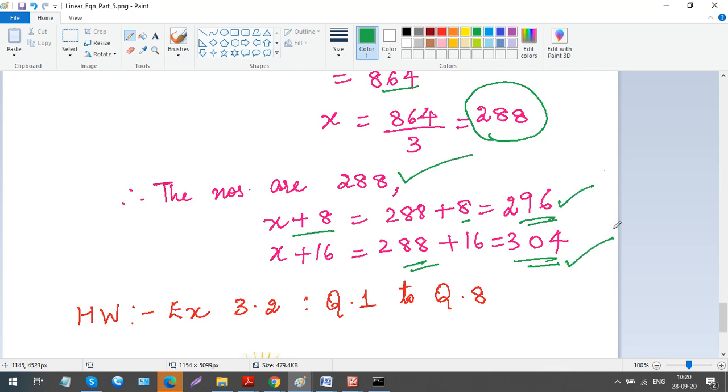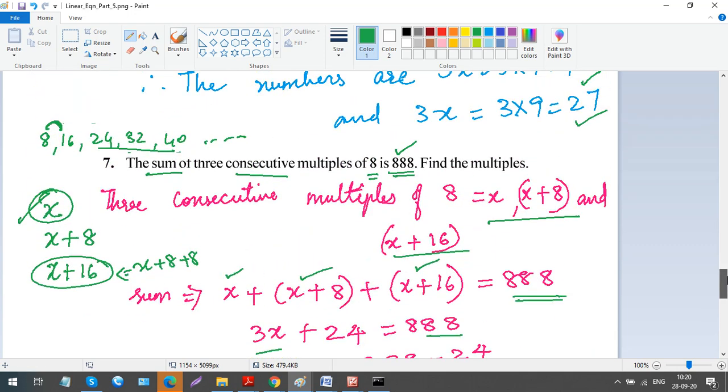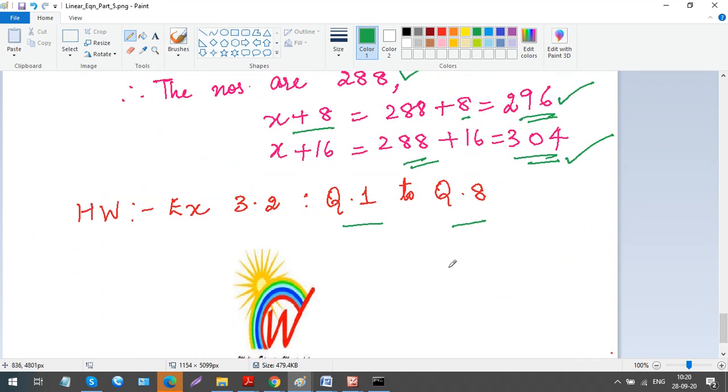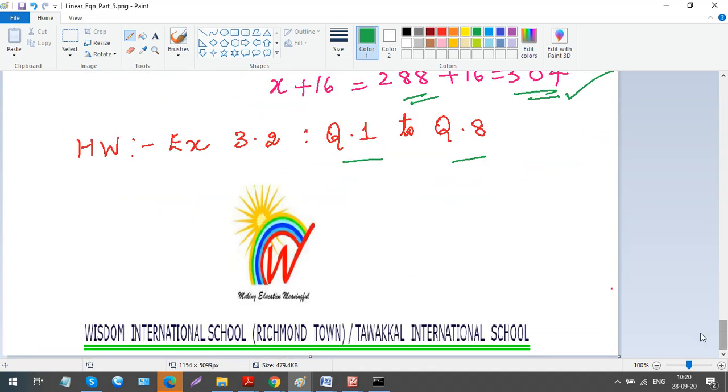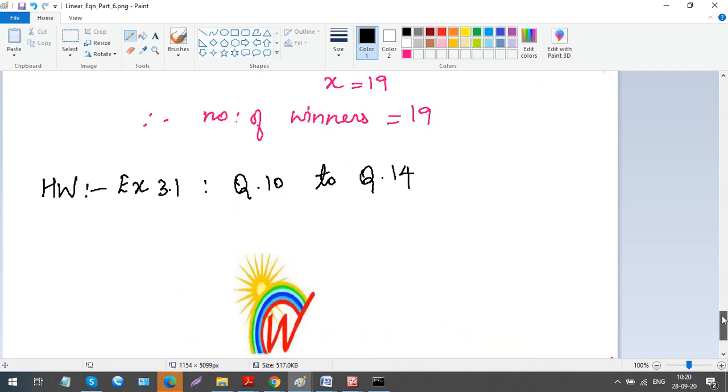Understood? So now in exercise 3.2, just do the ones which I have done also. From question number 1 to 8, do all the problems. I have done 3 to 4 problems, right? So you copy down from my notes, and then the remaining you try it yourself. For the remaining questions in the exercise, we'll continue with the other questions also.